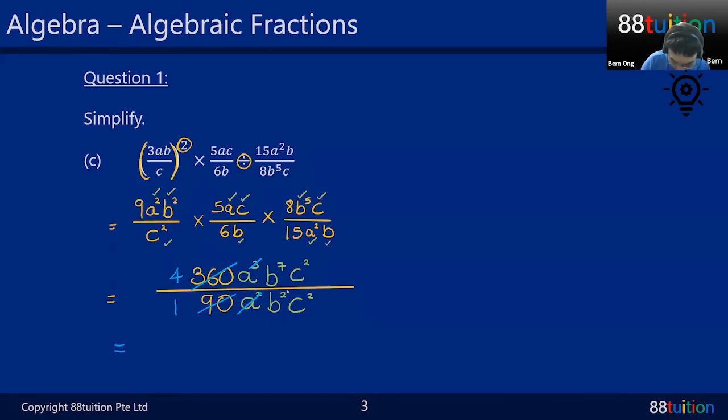B squared and B7. Cancel the B squared and you're left with B5 on top here. C squared and C squared gone. Goodbye. And you are left with the answer of 4AB5. Can you see? This is an example of what? No fractions. This is the final answer. Because this one is over 1. Can you see? Over 1. So if it's over 1, you don't have to write the over 1.